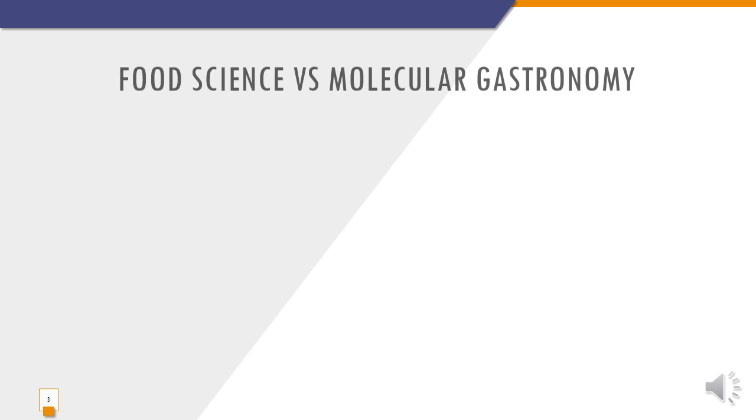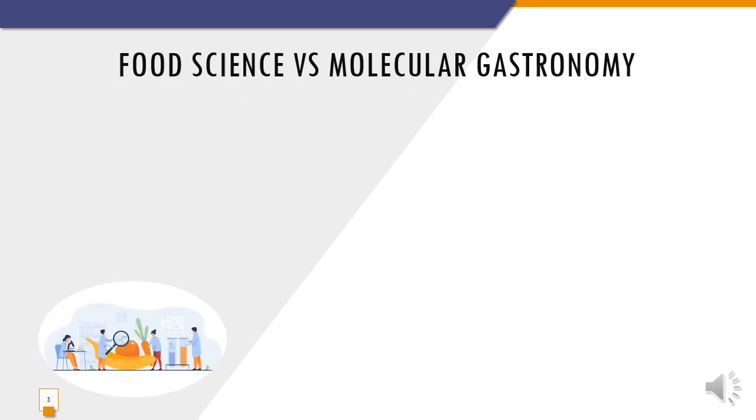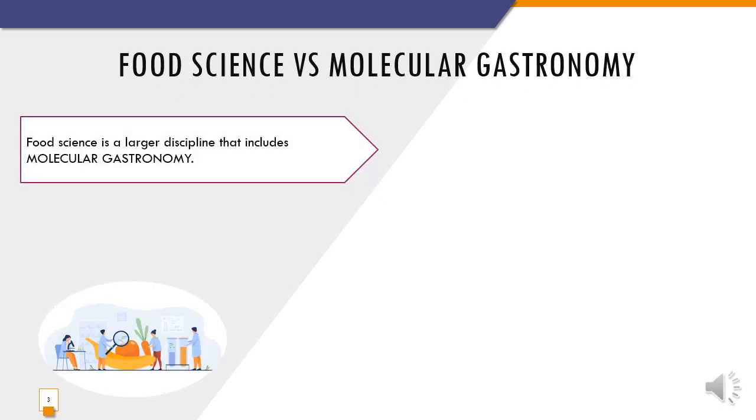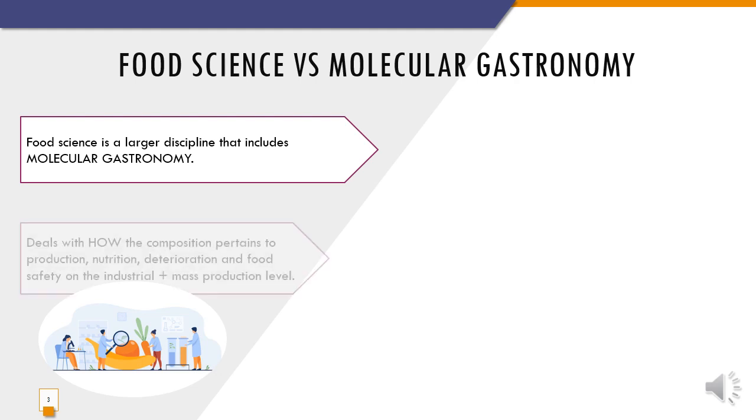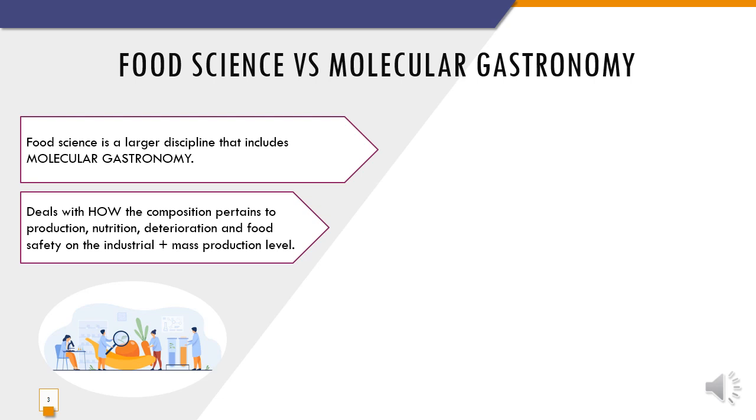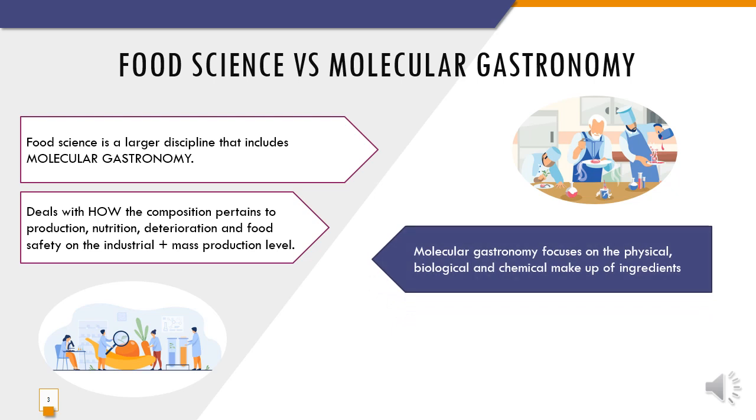So, if molecular gastronomy is an integrated part of food science, what are the key differences? Let's take a look at food science first. Food science is a larger discipline that includes molecular gastronomy. It deals with how composition pertains to production, nutrition, deterioration, and food safety on the industrial and mass production level. Molecular gastronomy focuses on the physical, biological, and chemical makeup of ingredients.